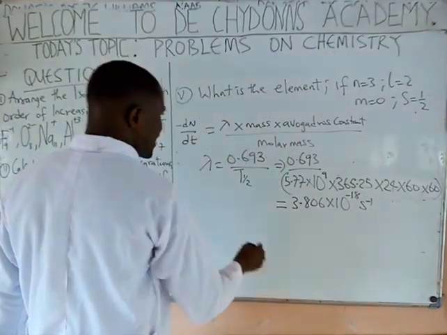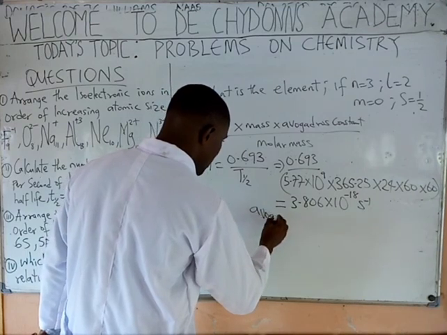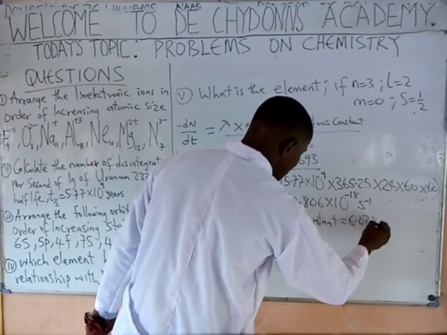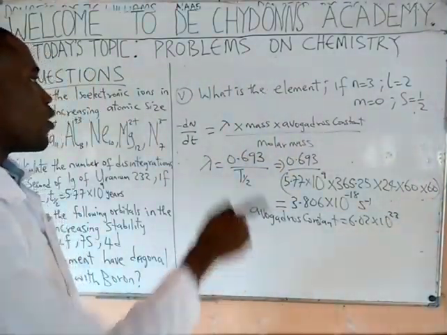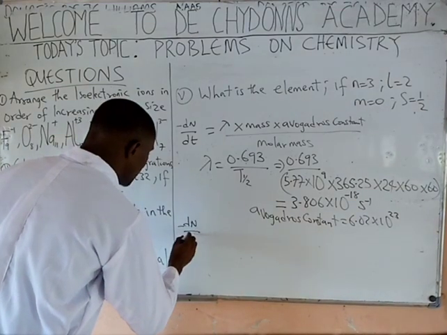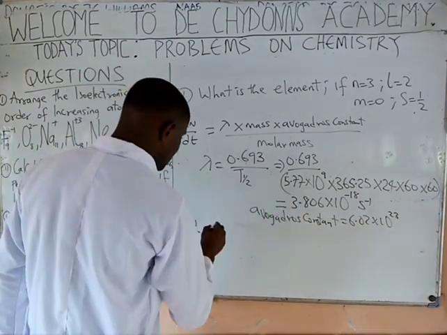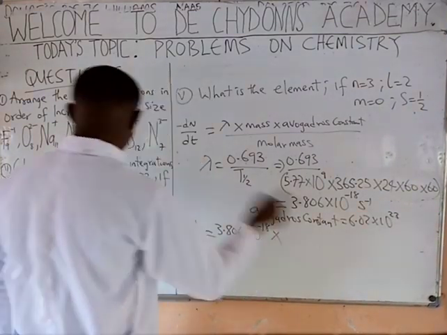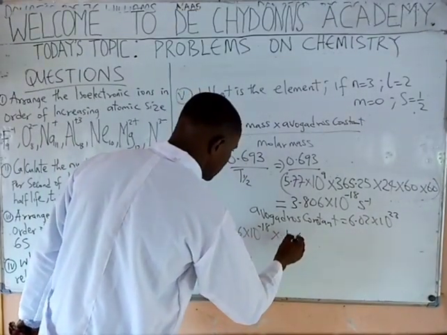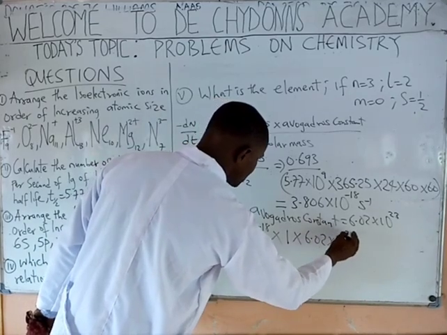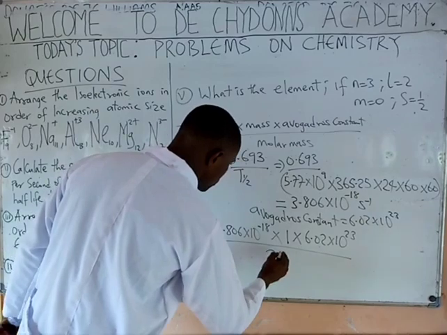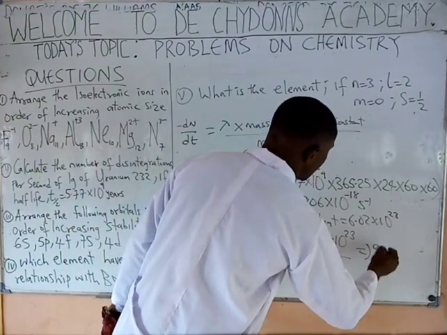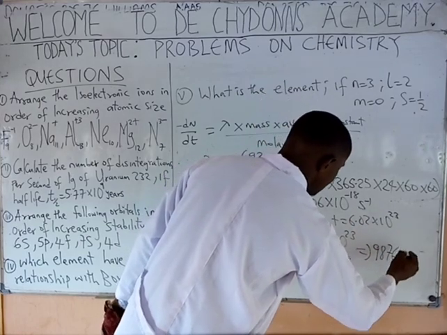So what we now need is to remember that Avogadro's constant is a constant, equal to 6.02 times 10 raised to the power of 23. So we put everything in our formula. We now say minus dN/dt equals 3.806 times 10 raised to the power of minus 18 times the mass of the uranium, which is 1 gram, times 6.02 times 10 raised to the power of 23 all over the molar mass, which is 232. If you compute this with a very good calculator, what you'll be getting is 9876 disintegrations per second.